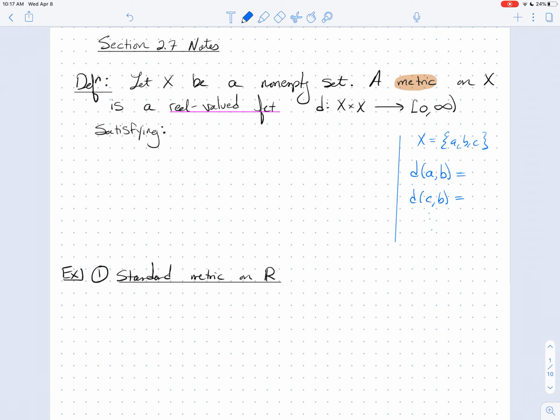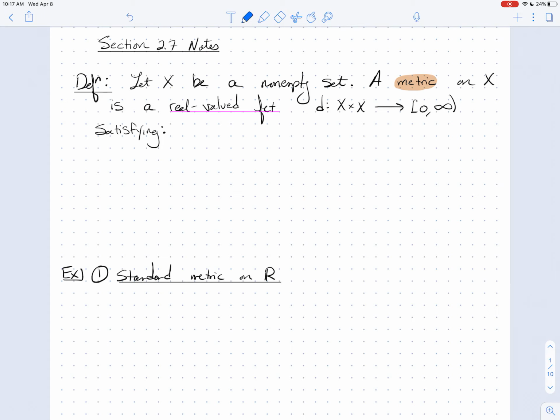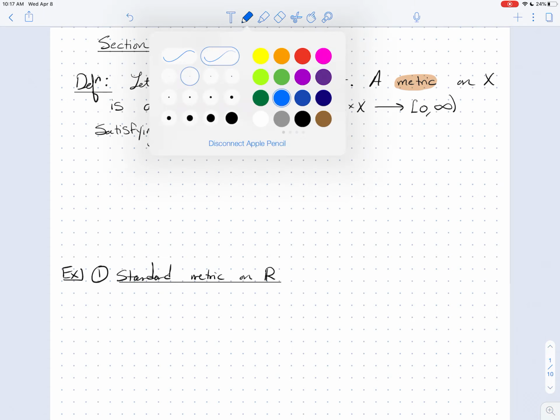Whenever you plug in a pair of elements of your set X, you're going to get out a real number, and that real number is going to be non-negative. It can be zero. Zero is included, but it's not going to be negative. So maybe D of AB would be 2 and D of CB might be 107, or who knows what. That's the idea. We've got a set, we can plug 2 points from my set into this function, the function is called a metric, and I get out a real number.